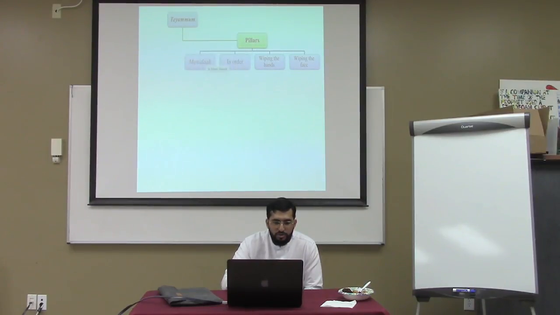If a person is doing tayammum for minor hadath, as a replacement for wudu, then he has to observe tartib between the first two pillars, between wiping the face and wiping the hands. He has to observe that both of them are done in order, meaning he has to wipe his face first and then wipe his hands. And he has to observe muwala. What is muwala? We went over this.